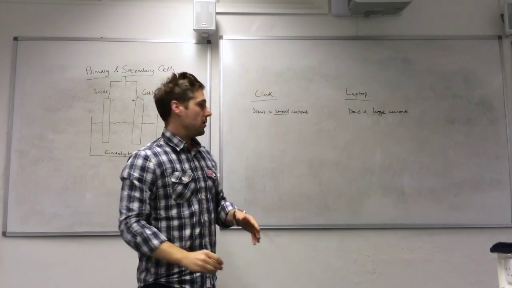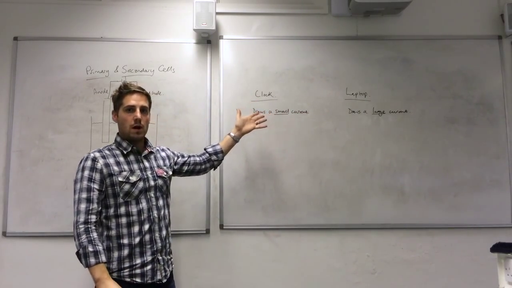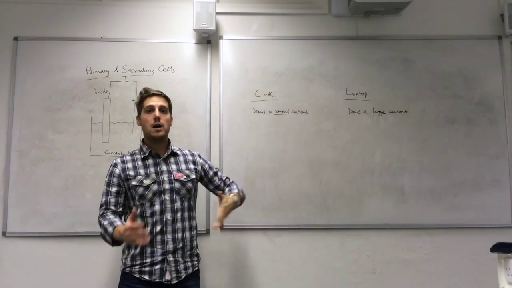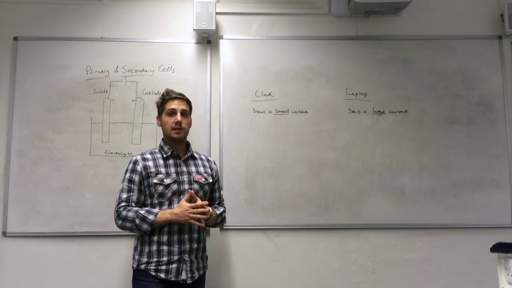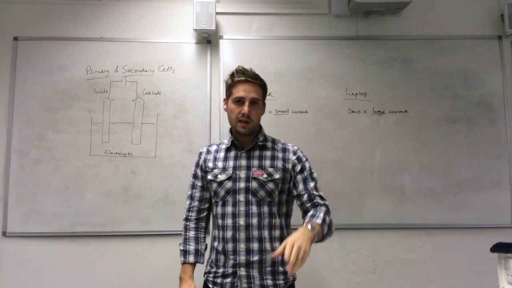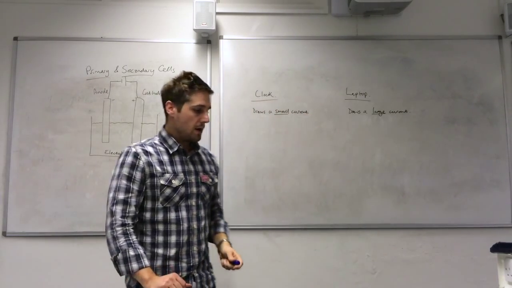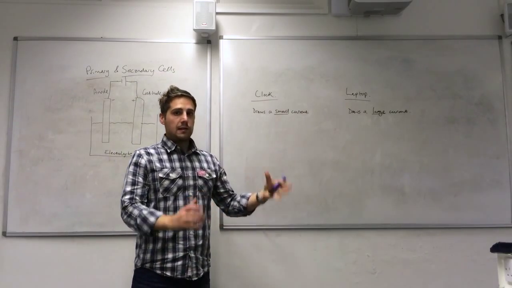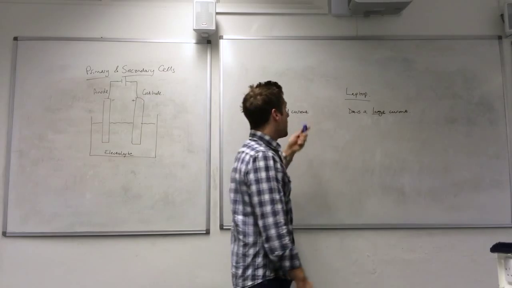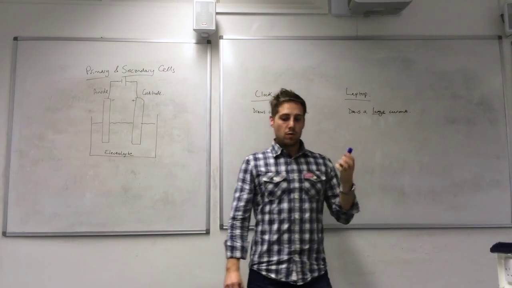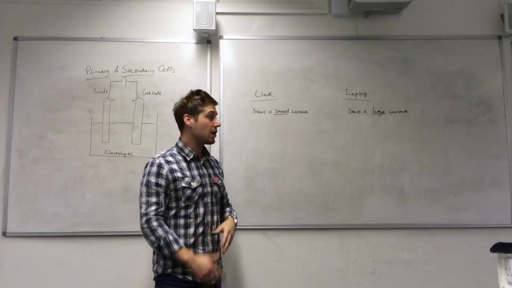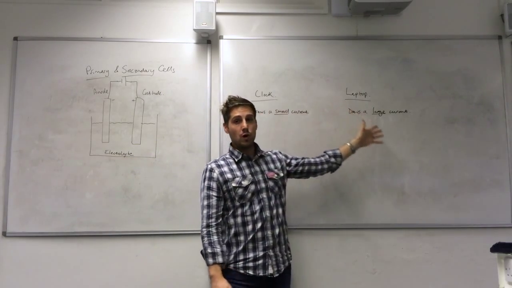Now, I could put whichever type of cell I like into the clock and it will work. I could put a primary cell in there, or I could put a secondary cell in there, and the clock will work and it will basically do the same job. Okay? The primary cell will be slightly better, but essentially they'll do the same job. A laptop requires a large current, but I can use a primary cell or a secondary cell to provide that large current, and the laptop will work.